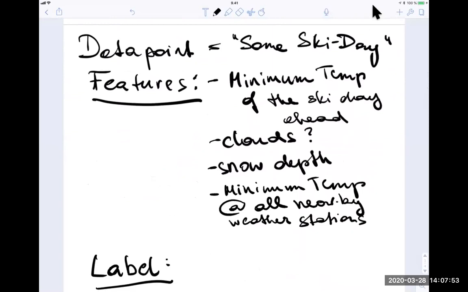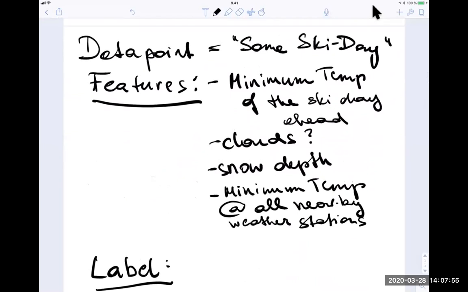Any other idea for features that characterize the data point? So one data point means some ski day ahead. And this might sound a bit strange, some ski day ahead. This is not really something concrete. And the point here is also to show you the concept of data points is highly abstract. So a data point can be almost anything and everything. So it's very versatile, and this is useful because we can apply the concept of data points to almost any aspect of everyday life, for example, the ski day ahead.